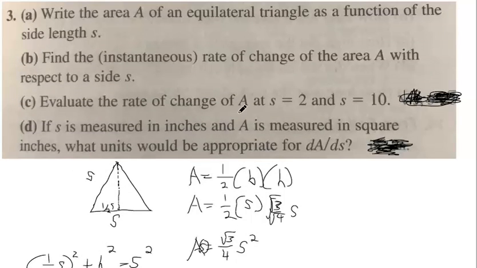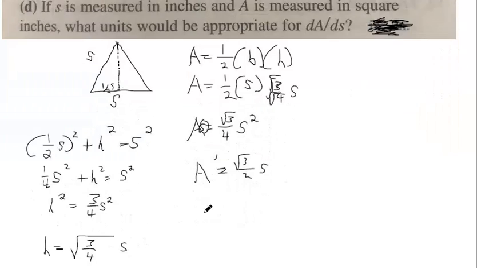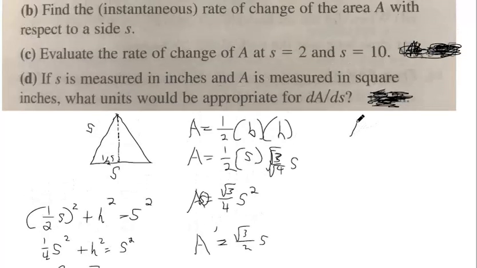Evaluate the rate of change of A at s equals 2 and s equals 10. So that just means we're supposed to plug in 2 into the derivative. So square root of 3 over 2 times 2 just makes square root of 3, and I'll leave plugging in 10 to you. That's just plugging it into the derivative, right? Because the derivative is a machine that can always spit out instantaneous rates of change for you.